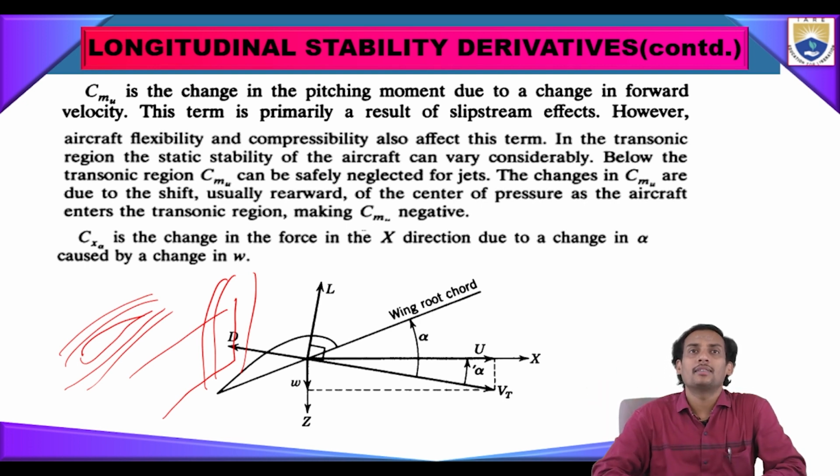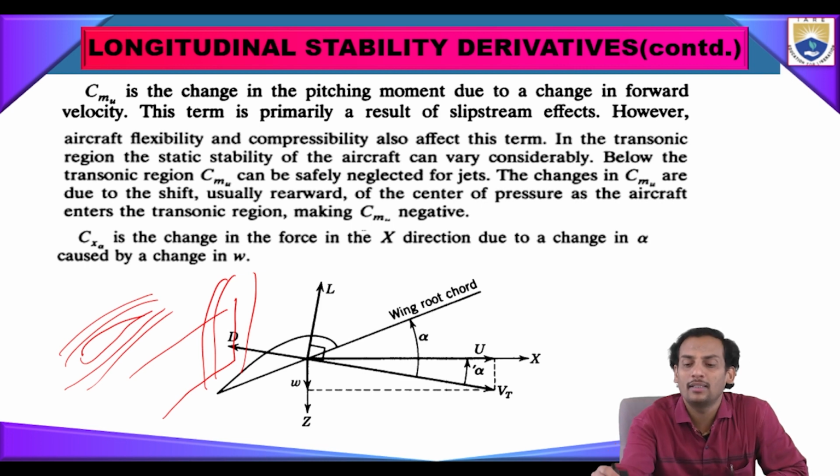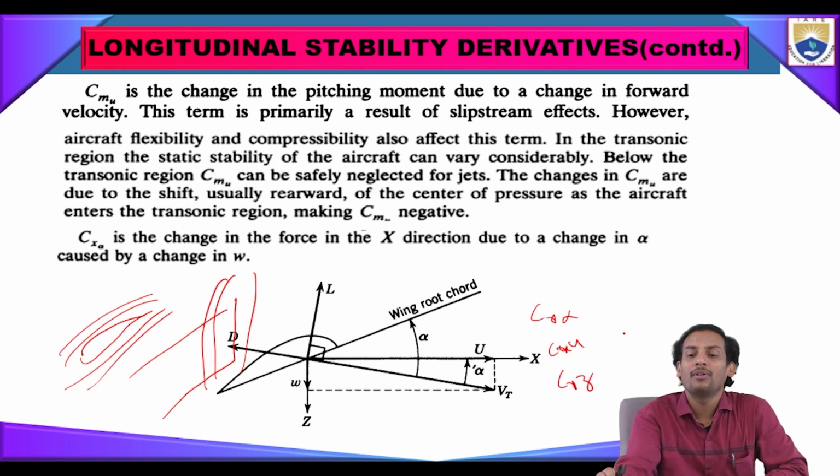We discussed CZ, CX alpha and CX U, I mean with respect to U, and CXZ with respect to Z also, we have derived the stability derivatives. So now we will see CMU and CMZ.